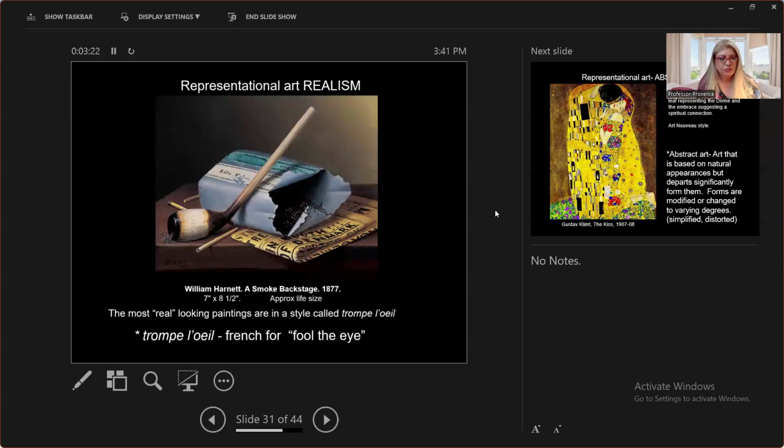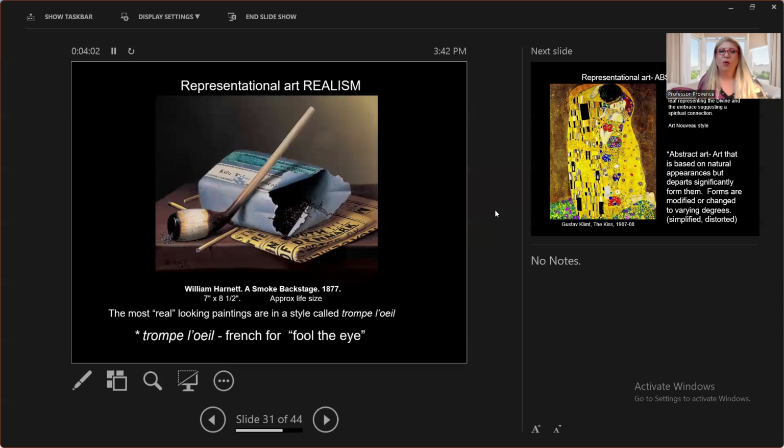With our representational art, realism, we look at this painting and we say that it's a pipe and a newspaper sitting on a desk, and there are some matches and some tobacco falling out of it. This effect is thought to be trompe-l'oeil. You need to know that for your exam. Trompe-l'oeil is French for fool the eye. It's a funny word, trompe-l'oeil. French for fool the eye.